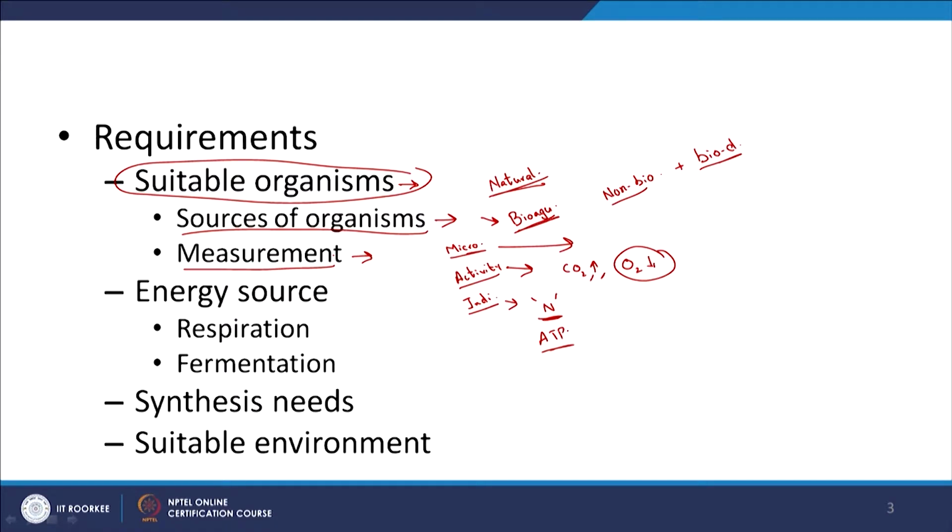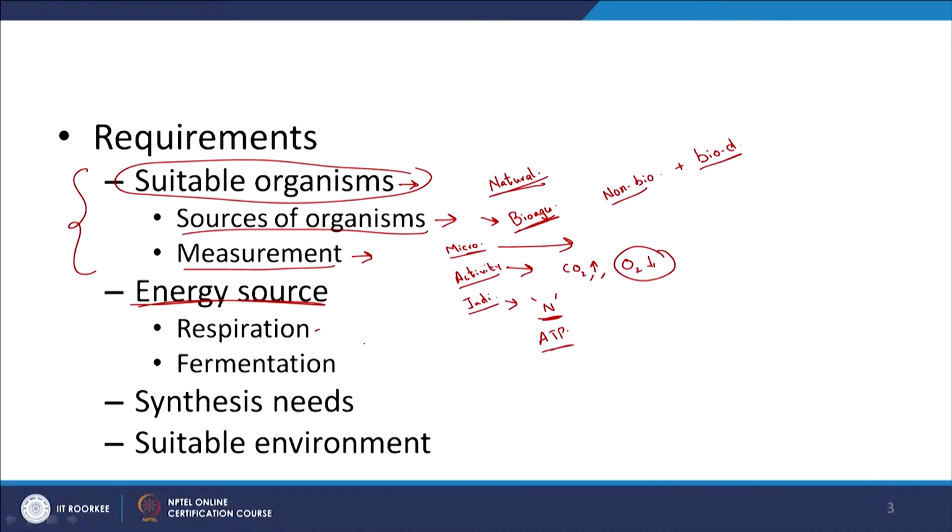So let us look at the other aspects. First, obviously you need the organisms, suitable organisms, so that is something we looked at. Sources and measurement of these organisms, we looked at that. Now, moving on to the relevant aspect, you need an energy source. In the context of energy source, there are two aspects to look at. One is that of respiration. So you have an electron donor and an electron acceptor. In respiration, you need an electron donor and an electron acceptor, and then there is going to be the redox process going through, and then you are going to have the relevant byproducts.